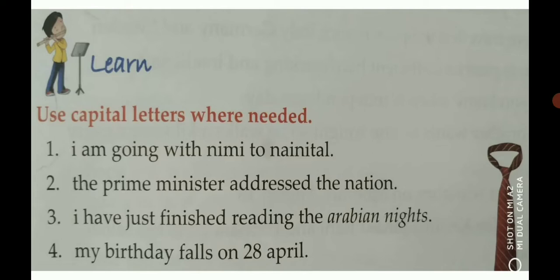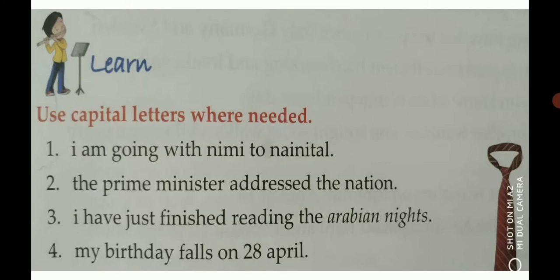First is the learning exercise. I hope you have written the date and CW on the page. The first learning exercise is: use capital letters where needed. In this exercise, we have to just put the letters in capital where needed. It means we have to remember the rules where we use capital letters. So let's start the exercise.